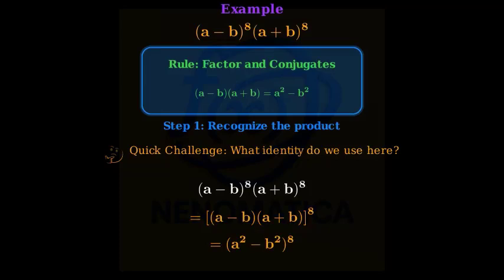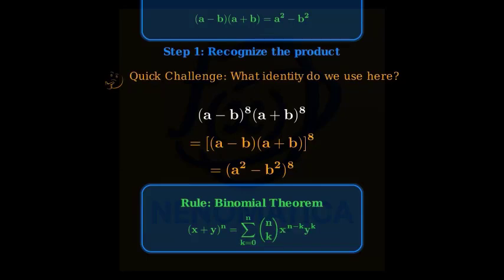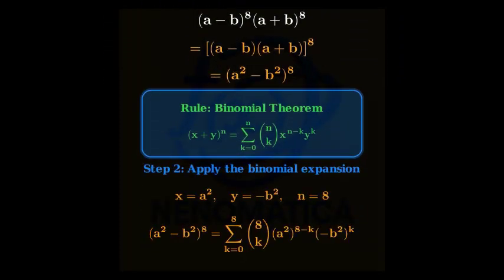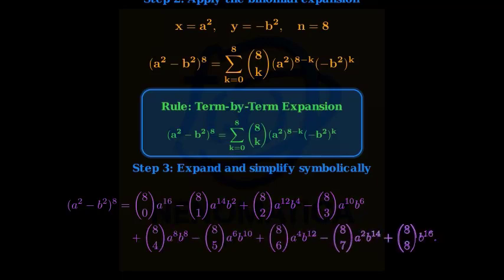Step 2. Apply the binomial theorem. We substitute x equals a squared, y equals negative b squared, and n equals 8 into Newton's binomial theorem. That produces a summation from k equals 0 to 8. Step 3. Simplify each term and write out the sum explicitly. We expand term by term, keeping the binomial coefficients symbolic for now. Notice the alternating signs coming from negative b squared to the power k.